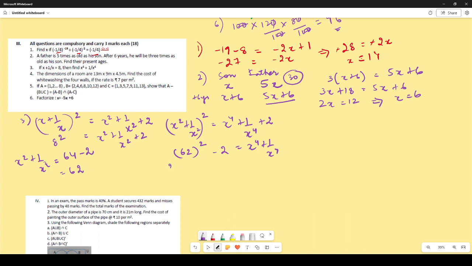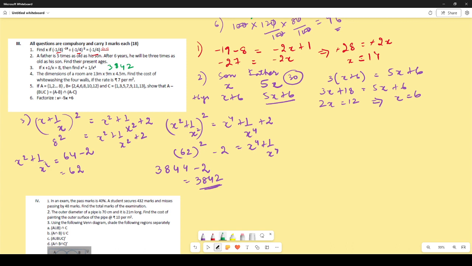So when you have 62 square, what is it that you get? You get 3, 8, sorry, I'm saying 3 and I'm writing 2. 3, 8, 4, 4 minus 2, and that gives you 3, 8, 4, 2. That should have been your answer. If it is not that, then you are losing marks. Now let us check out the next question. The answer over here will be 3, 8, 4, 2.